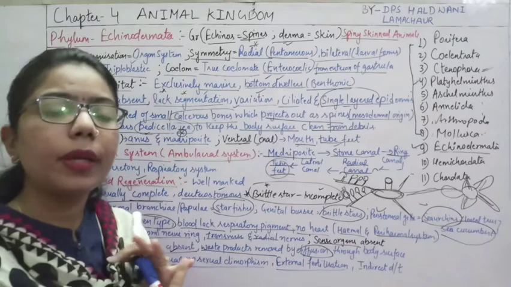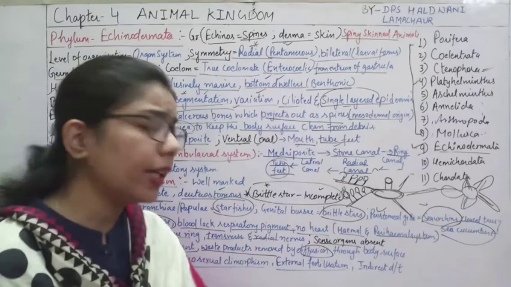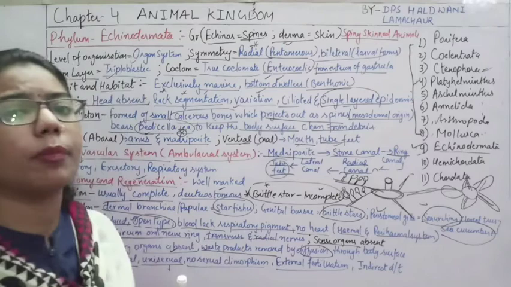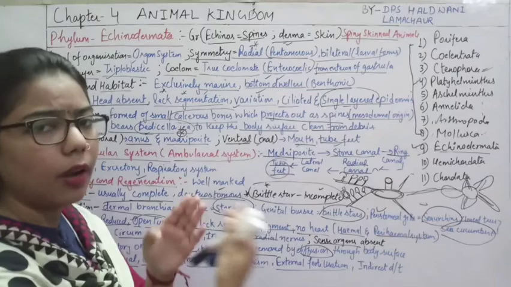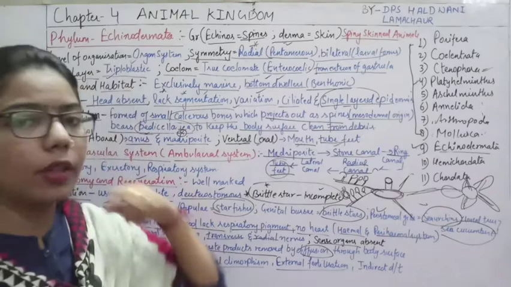In direct development, directly there is a forming of an individual of the other animal, but in indirect development there will be an intermediate stage in which there will be a formation of larva. In indirect development, in between there is a larval stage and due to this larval stage it will transform its body after into the adult one. Okay, so if we talk about the development in case of Echinodermata, they are having indirect development.